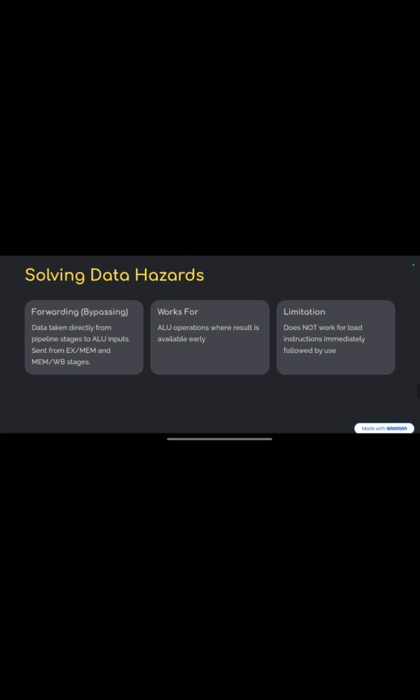It has a limitation: it does not work for a load instruction followed immediately by a use, because the data is not ready in time. So forwarding reduces the delay by sending data directly, but it has some limitations. Finally, forwarding sends data directly from the pipeline stages to avoid waiting, but it does not work for load-use cases.